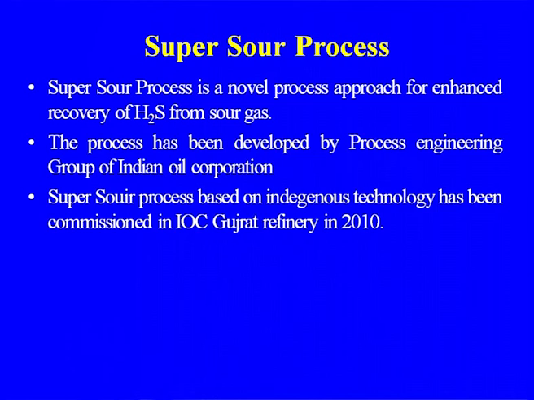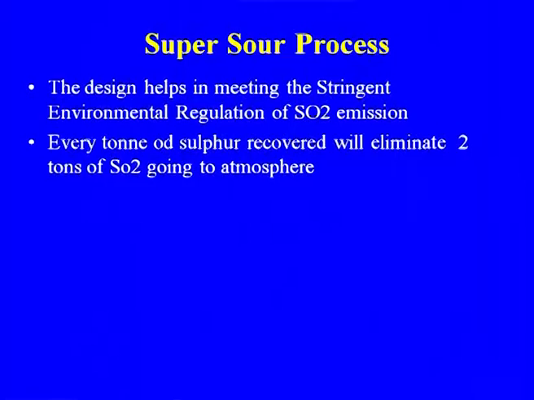Super Sulfur process is a novel process approach for enhanced recovery of H2S from sour gas. The process has been developed by the process engineering group of Indian Oil Corporation. Super Sulfur process based on indigenous technology has been commissioned in the IOC Gujarat refinery in 2010, because there were also a lot of problems in the Gujarat refinery in emission of the sulfur compounds from this sour water. So the process that was developed by IOC has been commissioned there. The design helps in meeting the stringent environmental regulation of SO2 emission. Every ton of sulfur recovered will eliminate 2 tons of SO2 going to the atmosphere. So this is how the recovery part is very important.